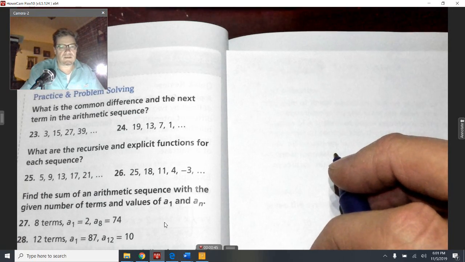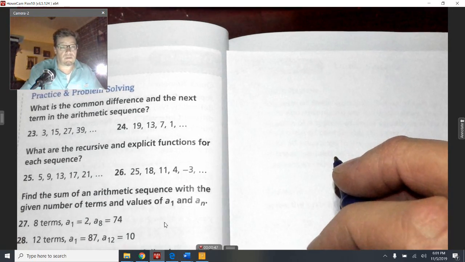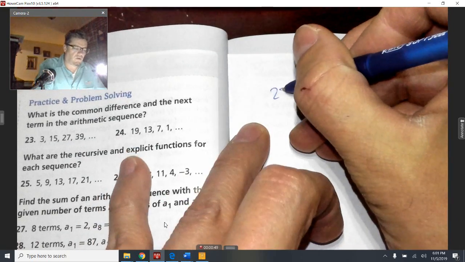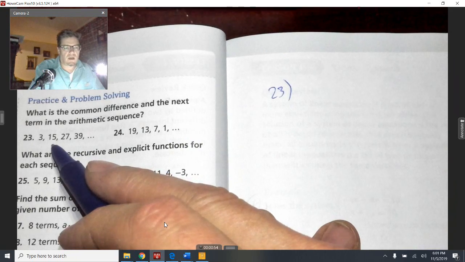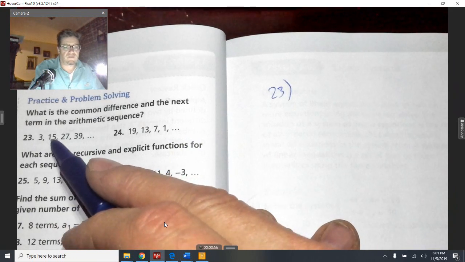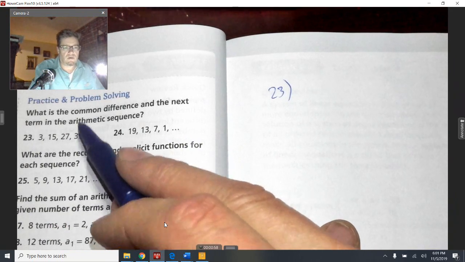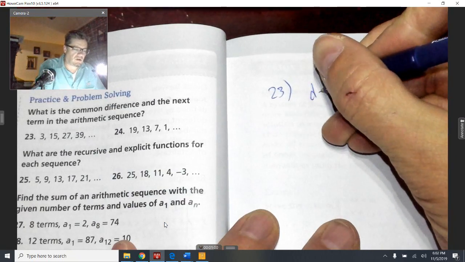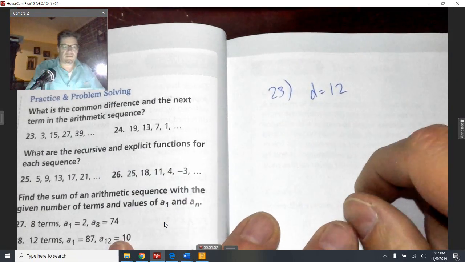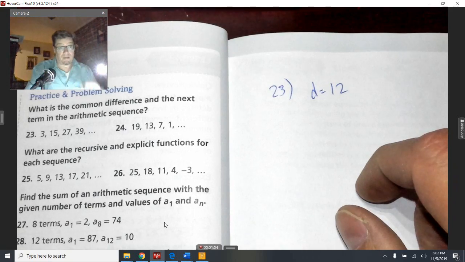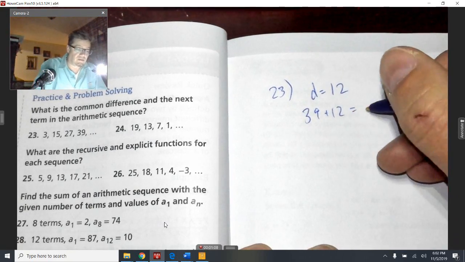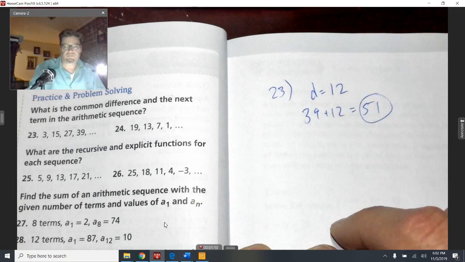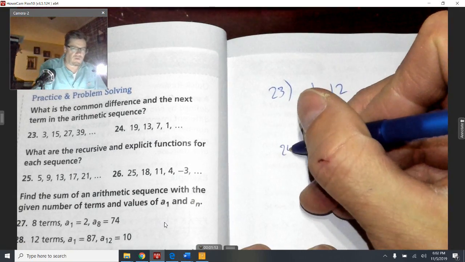What is the common difference and the next term in the arithmetic sequence? All right, so 23 and 24 are going to be simple. These are easy ones. 3 to 15 is a difference of 12. And do we go up 12? Yes. All right, so the common difference, we'll just call it D, and it's 12. And so for the next term, we're going to go up by 12 from 39. So 39 plus 12 is going to be 51.